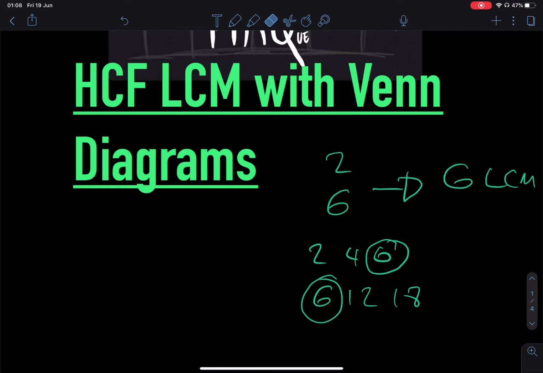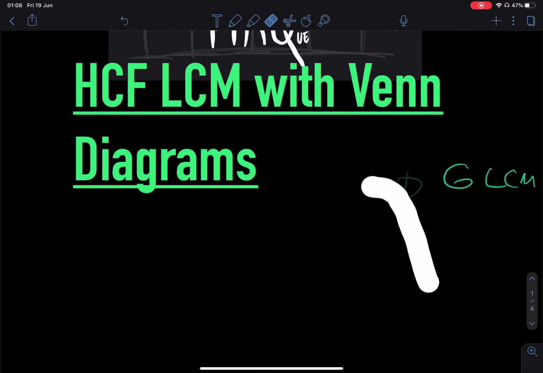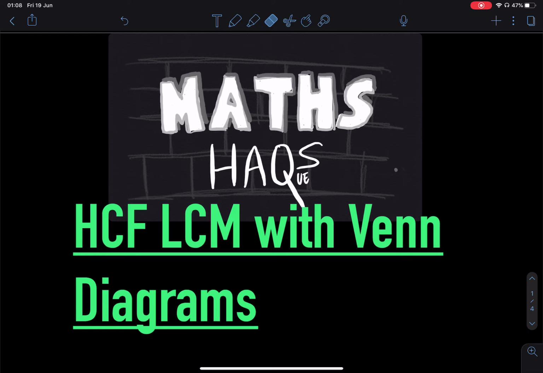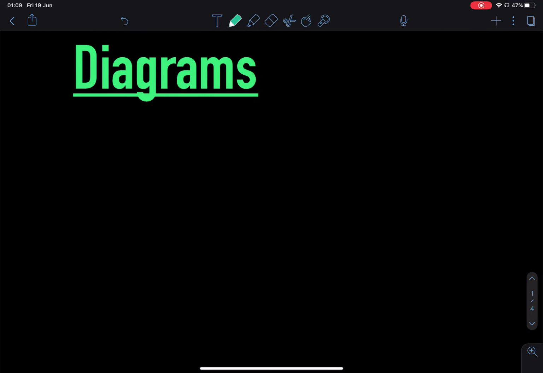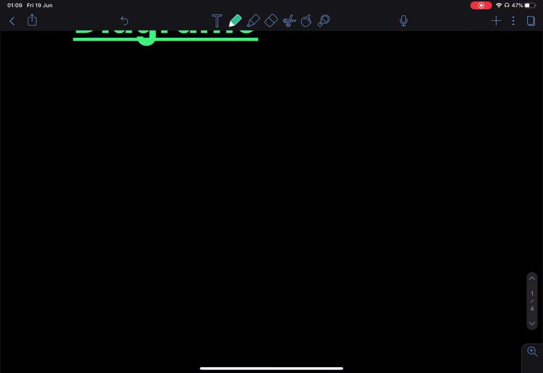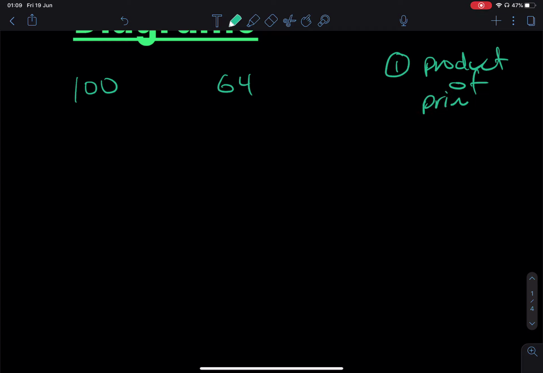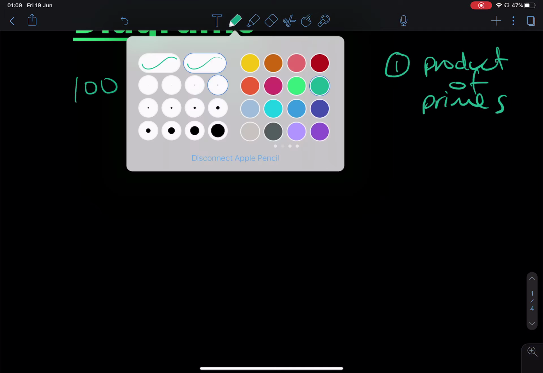Now, how do we work this out? So the method that I use, that I find the easiest, is the Venn diagram method. So let's try this with the number 100, and let's try the number 64. Okay, so the way that you do it is you do the product of primes that we did in the last video. So let's do that first.